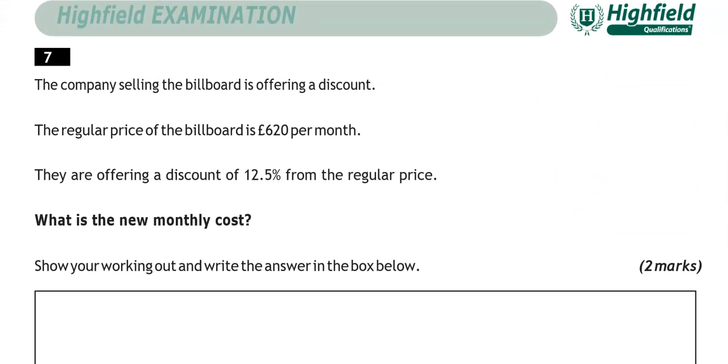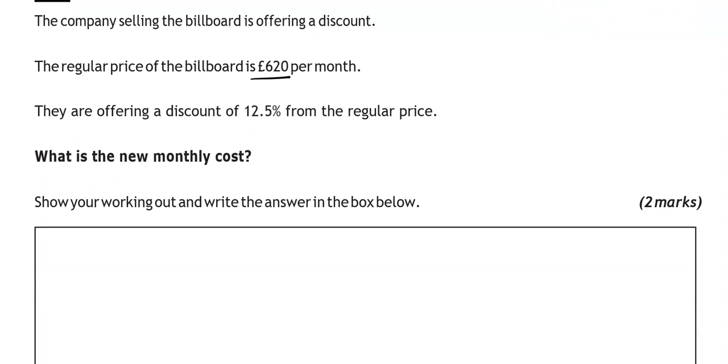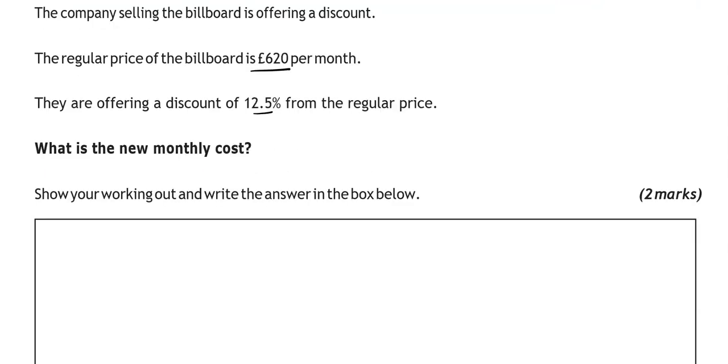The company selling the billboard is offering a discount. The regular price of the billboard is £620 per month. They're offering a discount of 12.5% from the regular price. What's the new monthly cost? So we need to take away 12.5%. Since this is a non-calculator paper, I'm going to work out 10% of 620 first, and then the 2.5%, which is a quarter of this. So I'm going to divide that by 4.